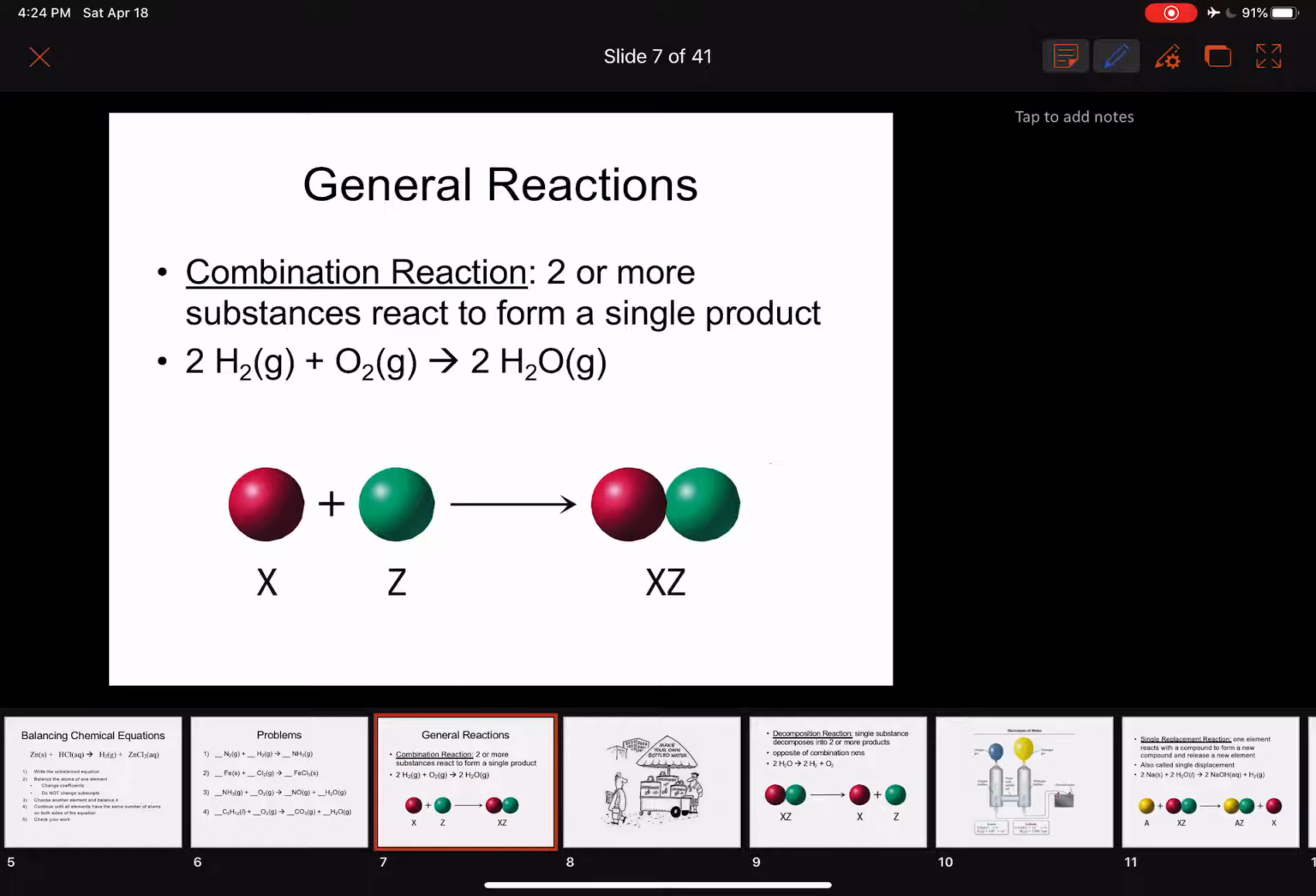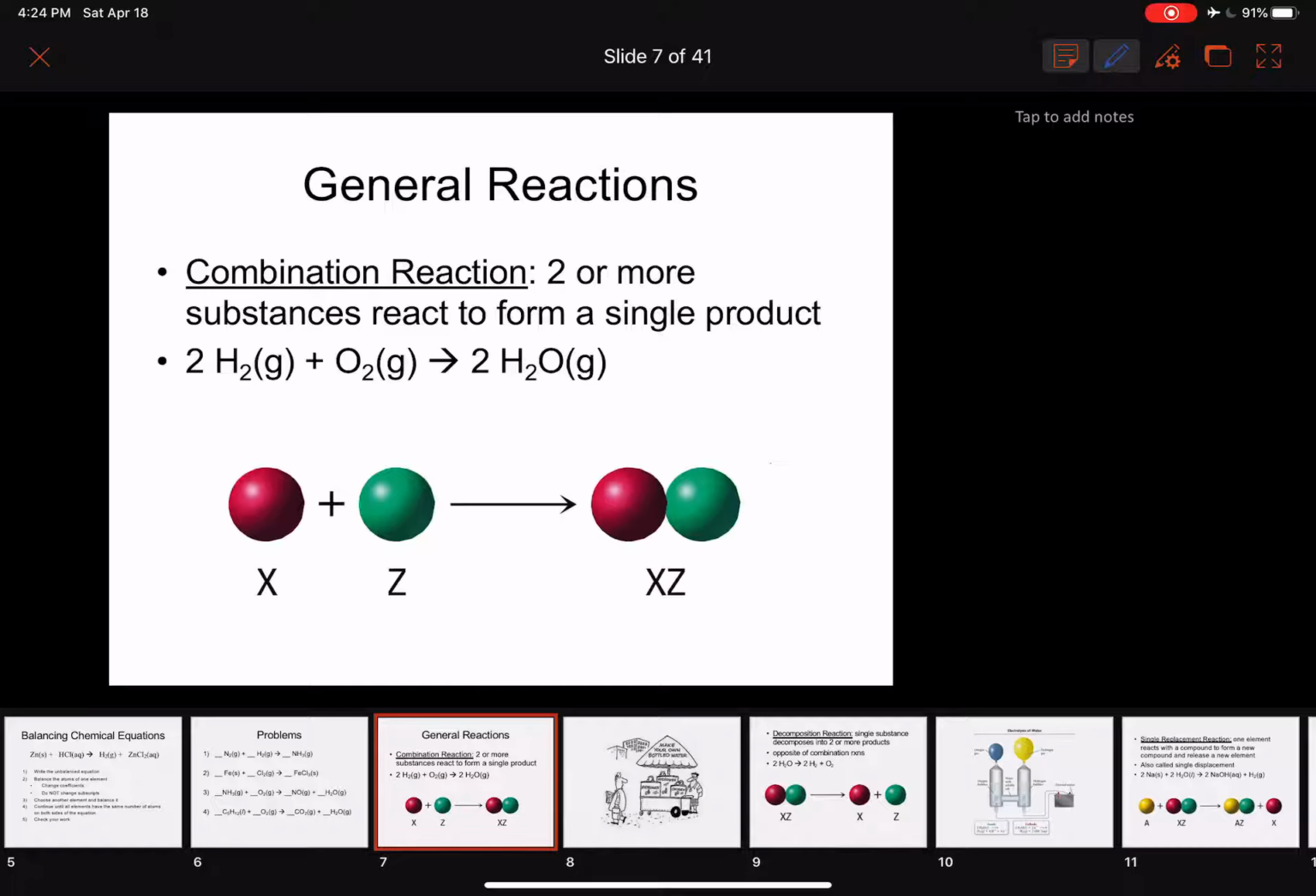Students, we are back at chapter 5, and in this lecture I want to talk about some general reactions that you guys will see and do a little bit more balancing equations. So the first type of reaction that you guys might see is called a combination reaction. And so we take two substances, and we react them together to form a single product.